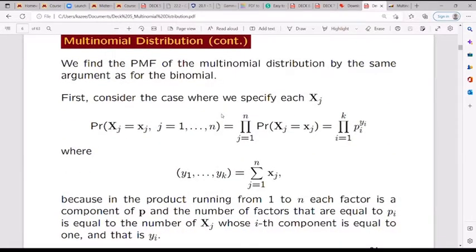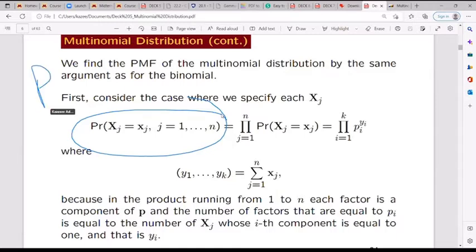Now the next thing I want to talk about is that we want to find the PMF of a multinomial distribution. If you want to take a look at this guy, that is the probability of Xj equal to small xj, like you want to find what is the probability of x1.